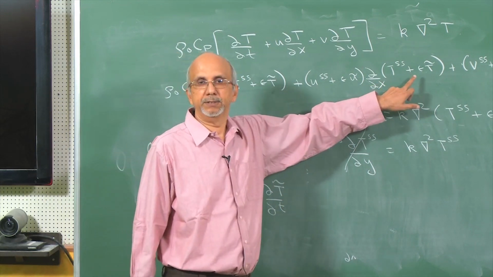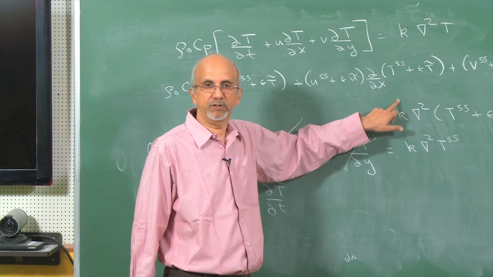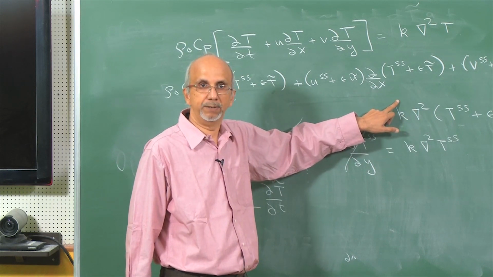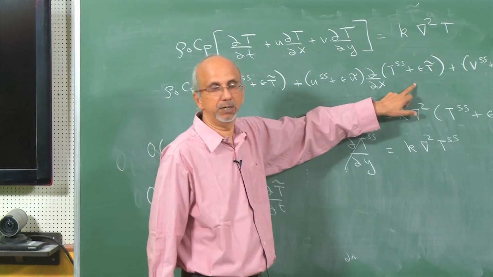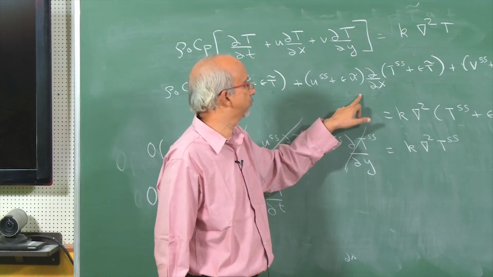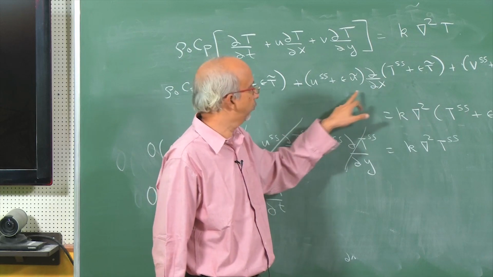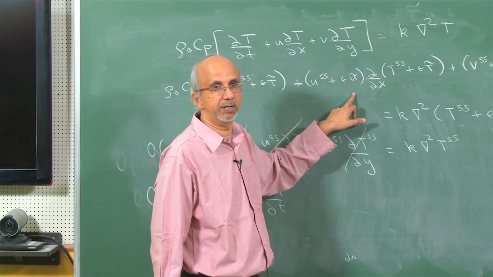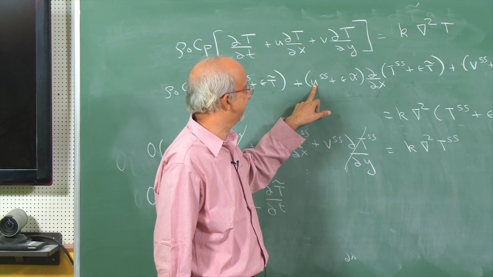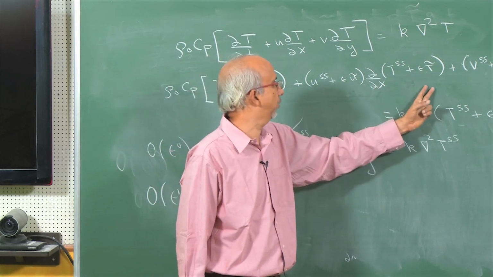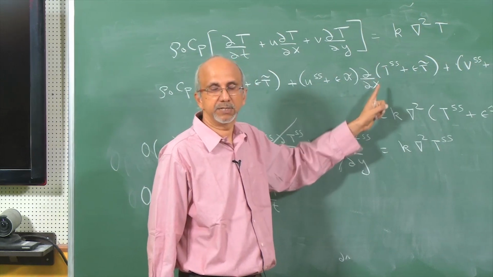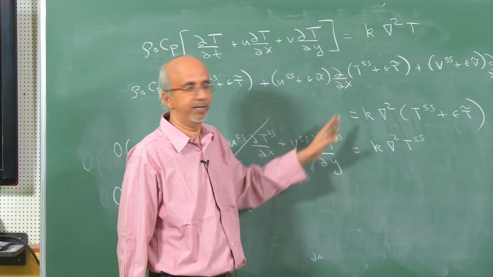Now, the steady state temperature is not a function of x, it is a function only of y, and therefore, this does not contribute and I have a higher order term here. This term is going to be of order epsilon squared. I do not have any epsilon order term here because USS is 0 and this is of order epsilon, because the steady state temperature does not depend on x.